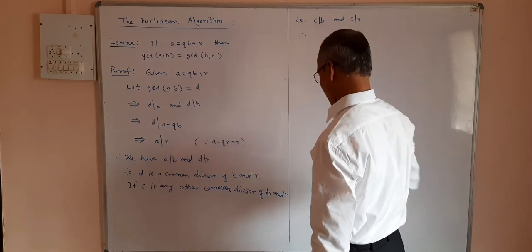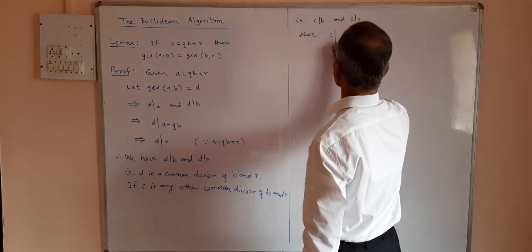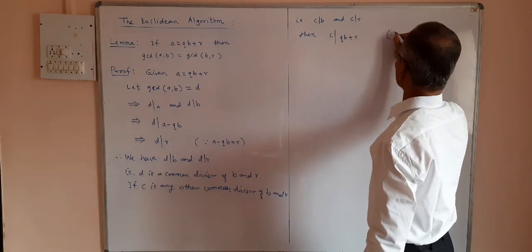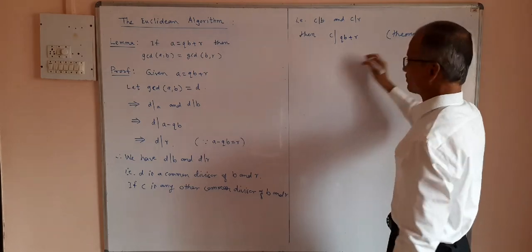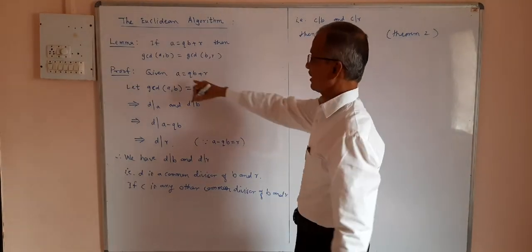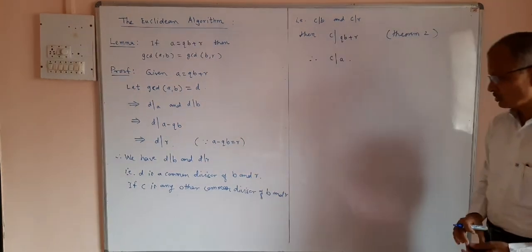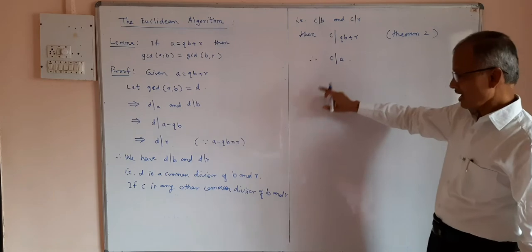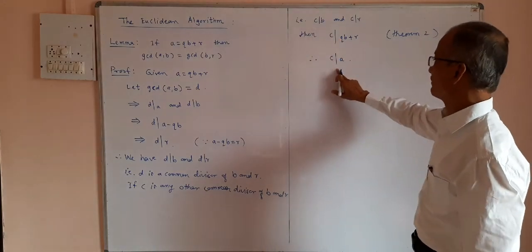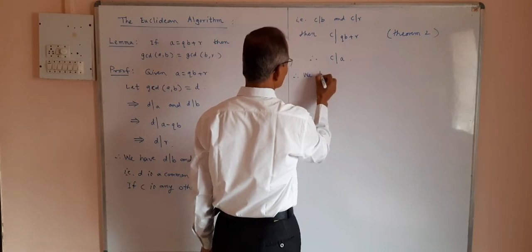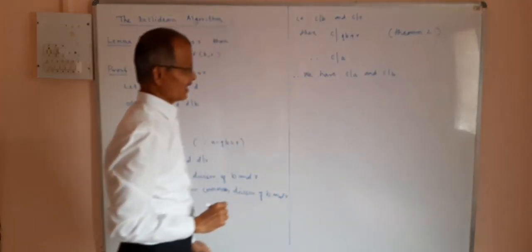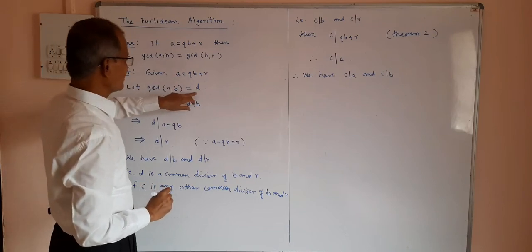So therefore you can say C divides a combination of B and R, which we shall consider as QB plus R. Here also we used the theorem 2 result earlier, and thus C divides QB plus R, which means C divides A. And so what this shows is that C is a common divisor of A, and C is also a common divisor of B. So C divides A and C divides B, that is, C is a common divisor of A and B. But what is the greatest common divisor of A and B?